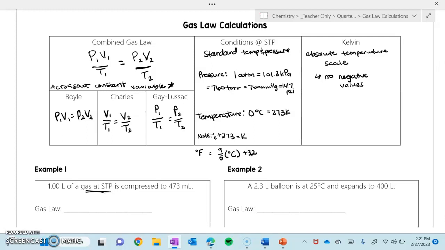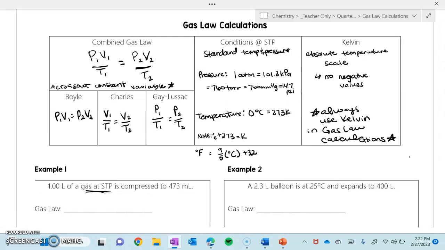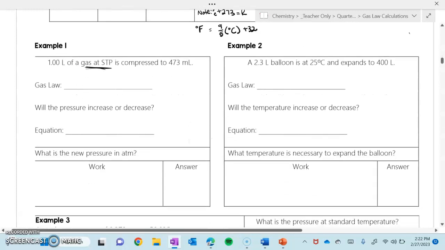And we always use Kelvin in gas law problems. So always add 273 if it's in degrees Celsius. Always, or you will get the wrong answer. That's very important.